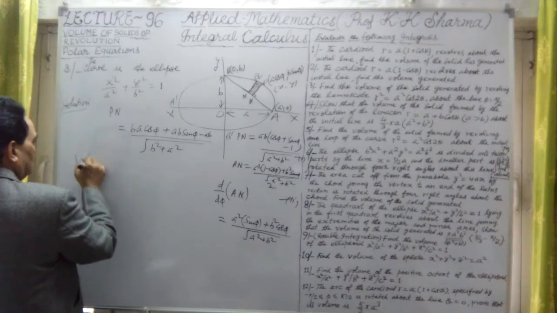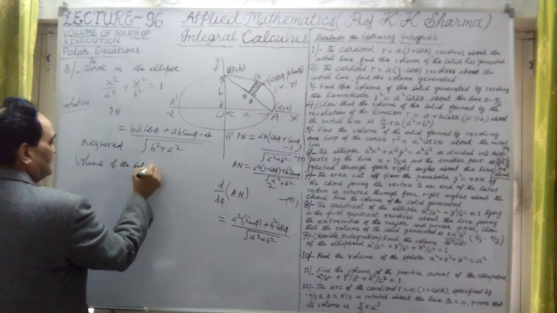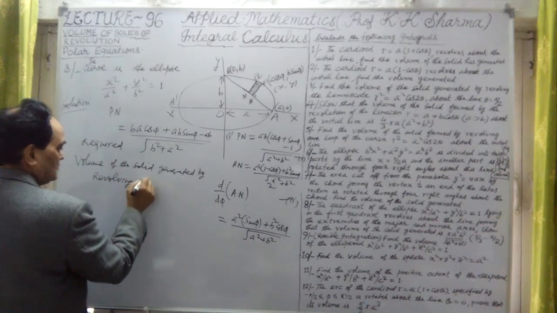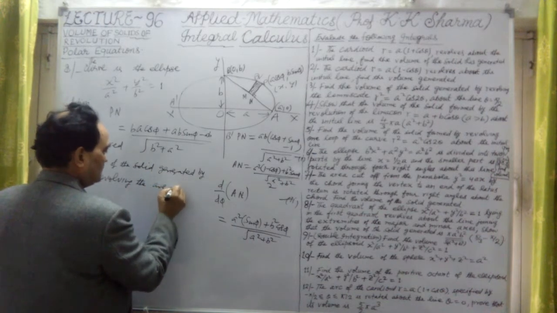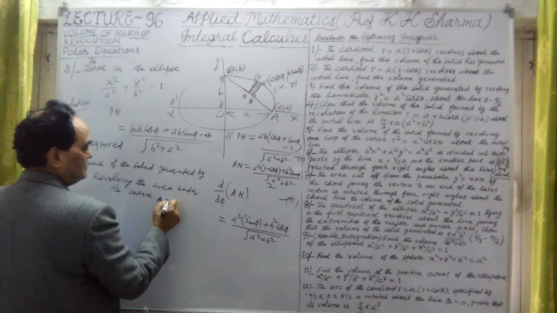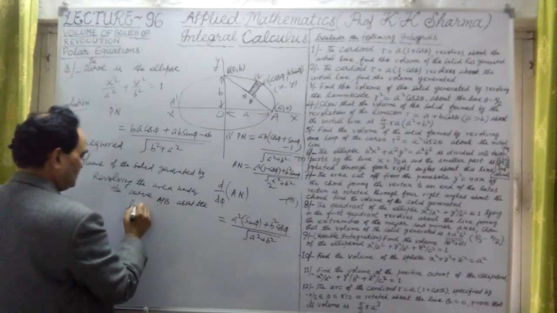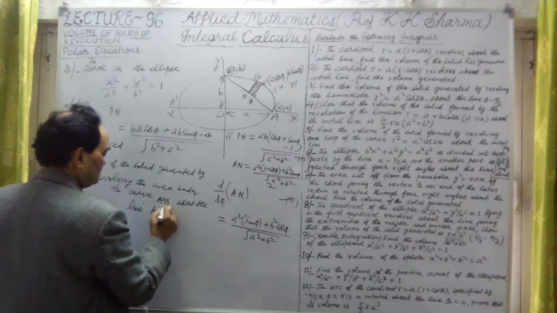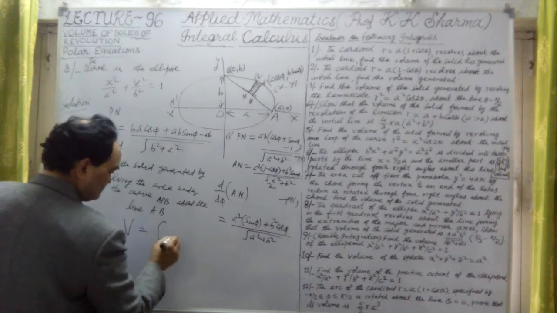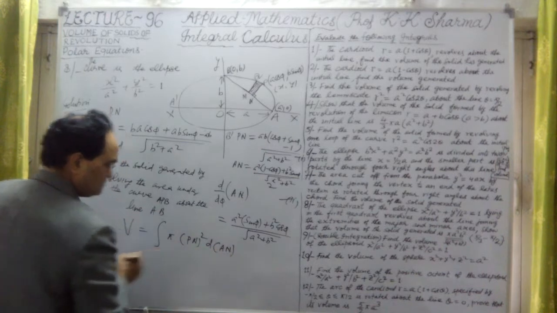Therefore, the required volume of the solid generated by revolving the area under the curve APB, or AB, about the line AB, is given by V equal to the integration of pi into PN whole square into d AN. In this case there is a formula here.